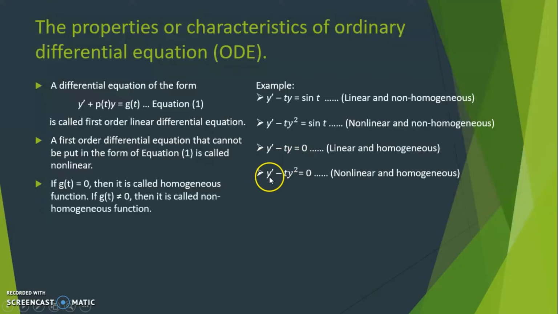Example 4. Y prime minus t y squared is equal to 0. The y squared here is not similar to the standard form, so it is a non-linear and homogeneous function.